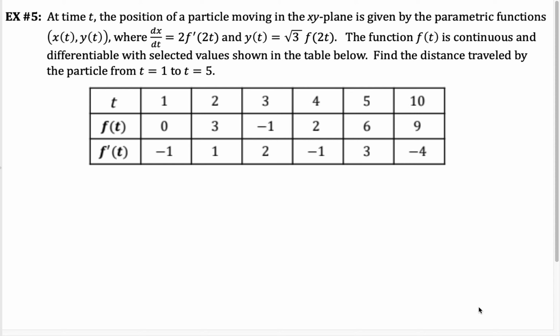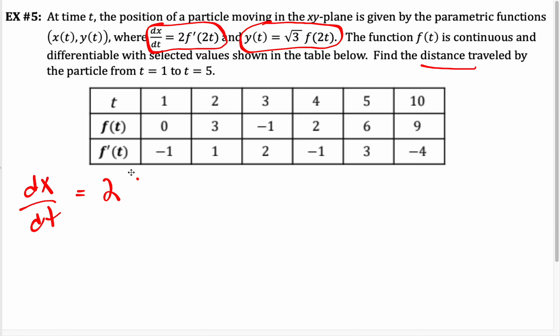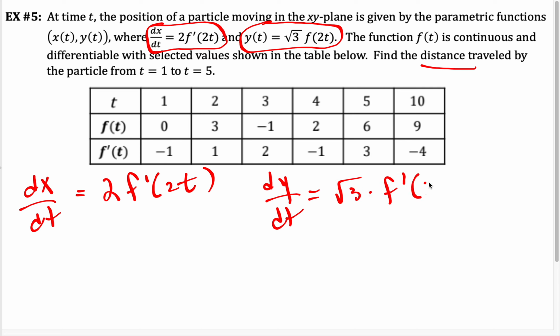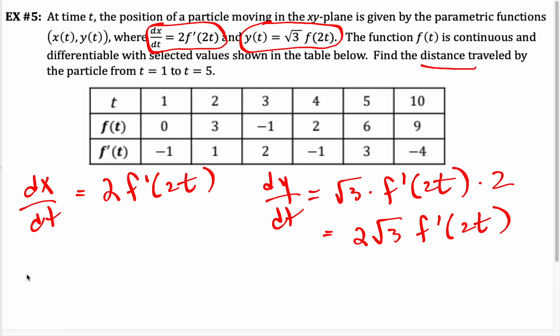All right, example 5. At time t, the position of the particle moving in the xy plane is given by the parametric equations. It's giving us dx dt, it's giving us y of t, and the function f of t is continuous and differentiable with selected values shown in the table below. Find the distance traveled by the particle. So now we're going to have to integrate speed. First of all, we need dx dt, which we know is 2 f prime of 2t, and we're going to need dy dt, which is the derivative of this: square root of 3 times f prime of 2t times the derivative of the inside, so 2 root 3 f prime of 2t. So here we go.